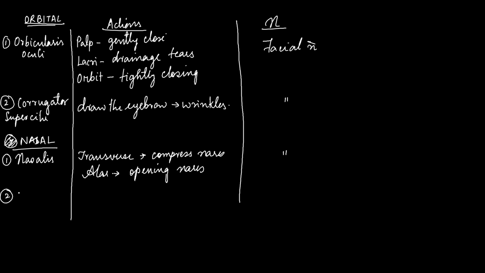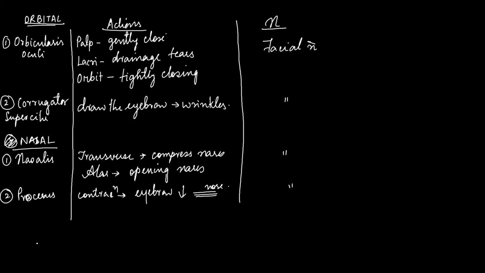The second muscle in the nasal part of the face is procerus. Okay. Now, remember the action: it helps in the contraction. When the contraction of this muscle happens, it pulls the eyebrows downwards. And because of that, there will be transverse wrinkles on the nose. Nerve innervation, again, it is the facial nerve.